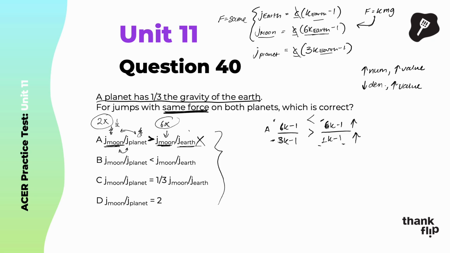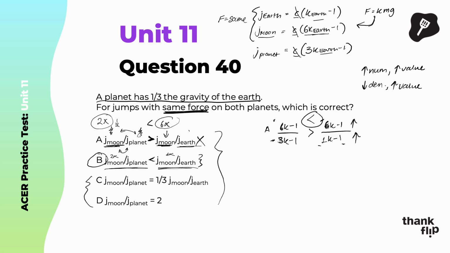So this inequality is incorrect. In fact, the opposite would be true. And here in our option B, we have the opposite. We have jumping around 2 times as high here and jumping around 6 times as high here. And so, like we looked at here, this value would be greater than this value, not looking at any specific numbers.